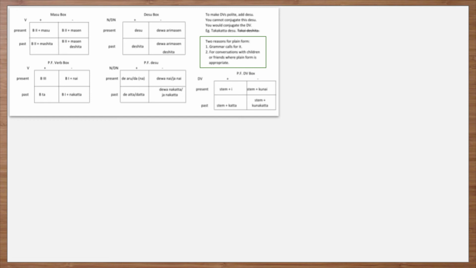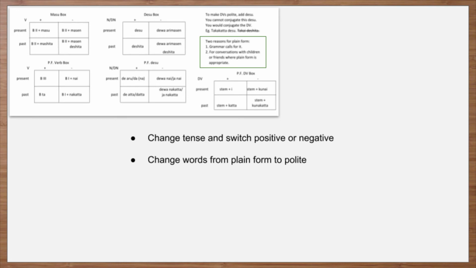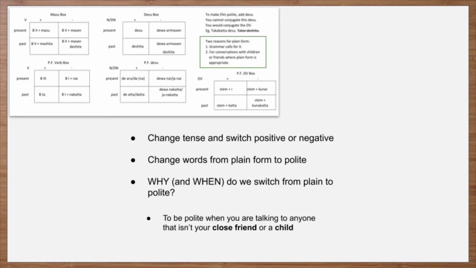To review, this section of the grammar card helps us change tense and switch to either the positive or negative for words. It also shows us how to change words from plain form to polite form. But why and when do we switch from plain form to polite form? If plain form is for close friends or children, then polite form is so we can be polite when we are talking to anyone that isn't a close friend or a child. For example, polite form is used professionally, with customers, with strangers, anyone you need to be polite to.